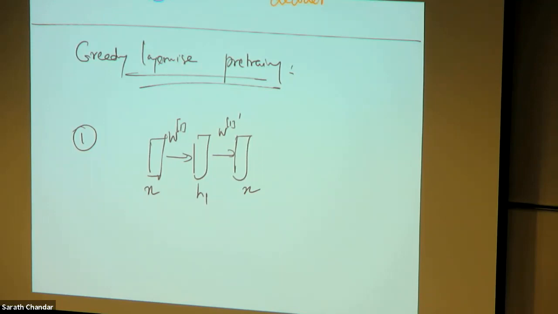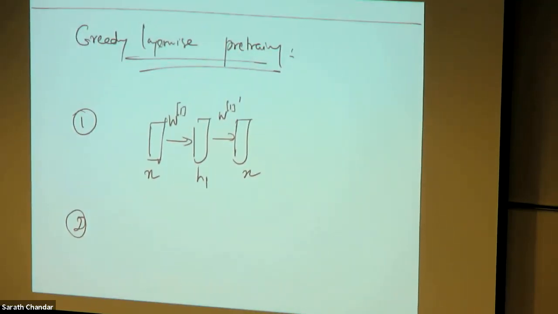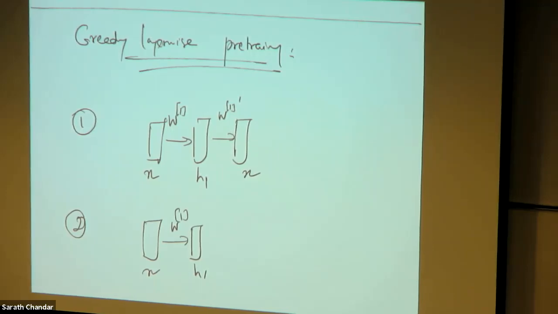After you finish training this autoencoder, in the second step, you're going to throw away the decoder and just keep the encoder. Is that clear? Now I'm going to take all my data and project it up to H1. So this is my new representation. I'm going to train a new autoencoder on top of H1, treating H1 as input.